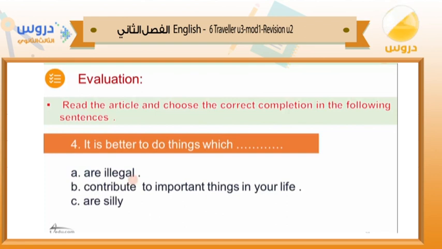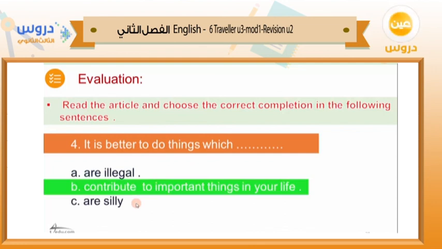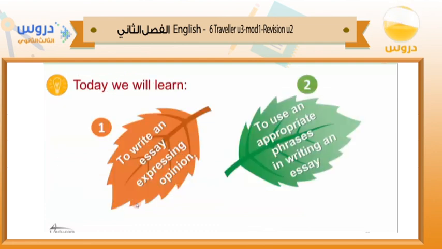Number four, it is better to do things which are illegal, B, contribute to important things in your life, or C, are silly. And of course, you need to do things that can build up your future or contribute to your real life.